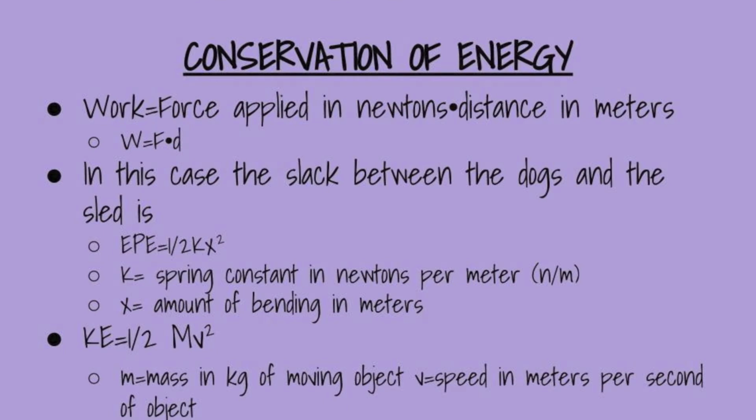Conservation of energy. Work equals force applied in newtons times distance in meters, W equals F times D. In this case, the slack between the dogs and the sled is EPE equals half times k times x squared. k equals spring constant in newtons per meter. x equals amount of bending in meters. KE equals half times m times v squared. m equals mass in kg of the moving object. v equals speed in meters per second of the object.